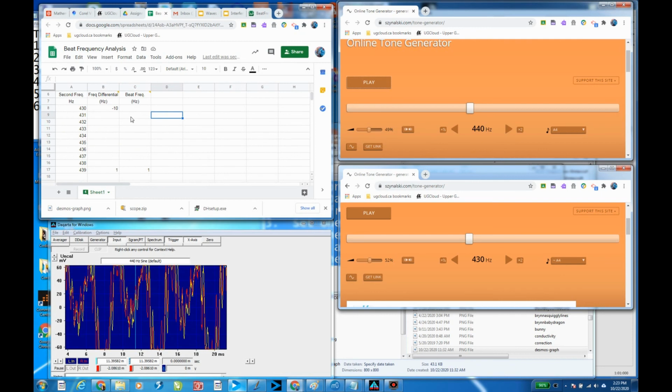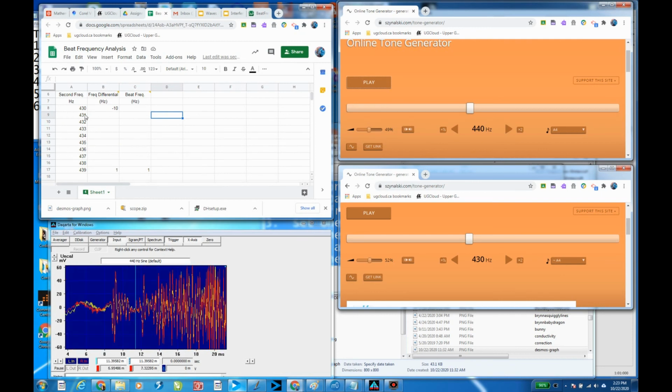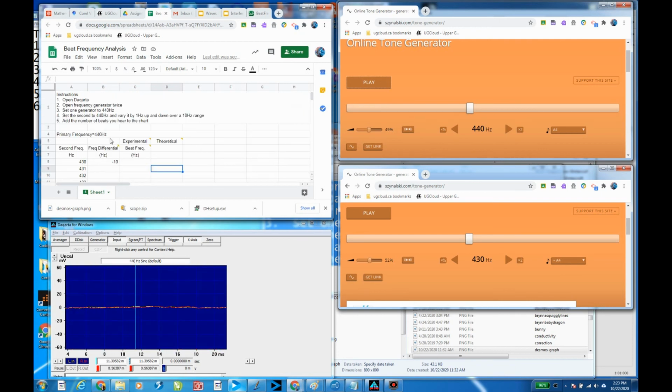And again, the frequency differential, it's 9 and it's 8 because you're just comparing it to the original, and difference just means subtracting. And once again, mousing over anything in here will give you a little bit more help.